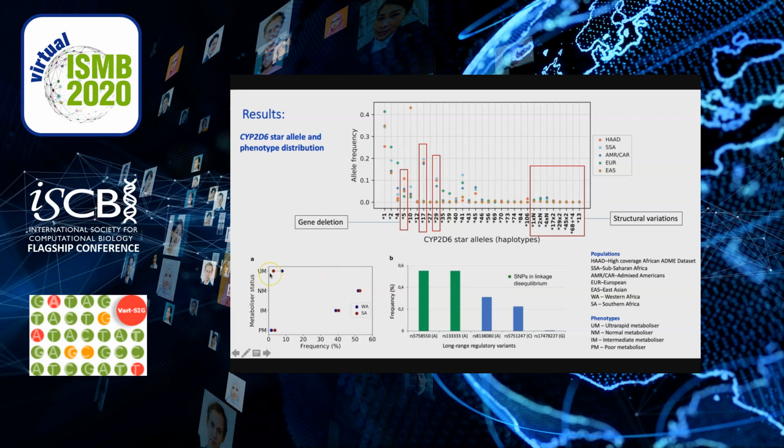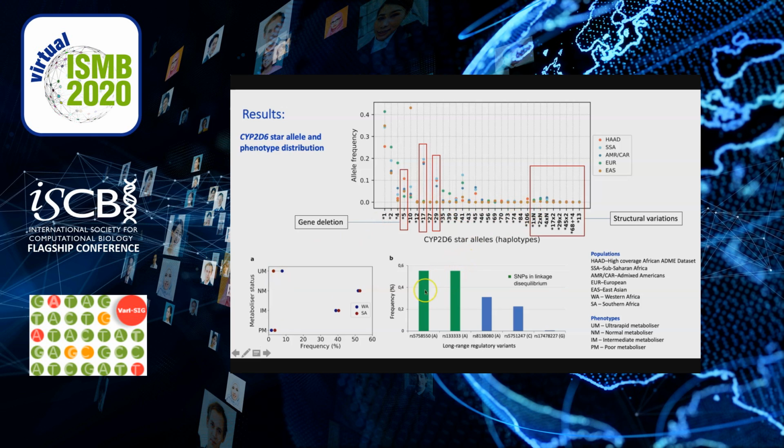Then here we see the phenotype prediction. We see that there are more ultra-rapid metabolizers in Western Africa compared to Southern Africa. And then we also see that there are more poor metabolizers in Southern Africa compared to Western Africa. And this is due to the different distribution of the star alleles in the different populations.